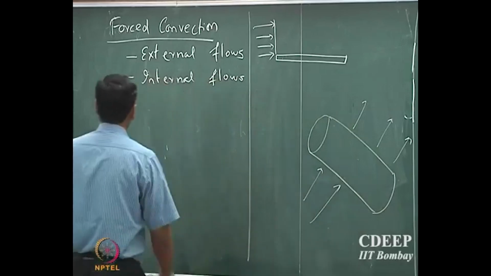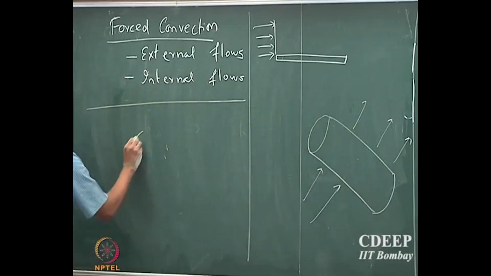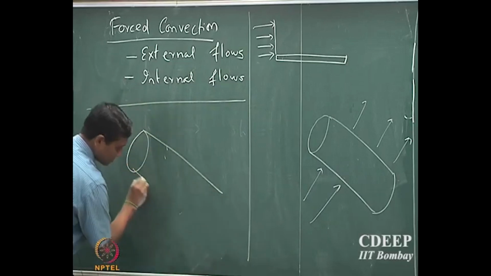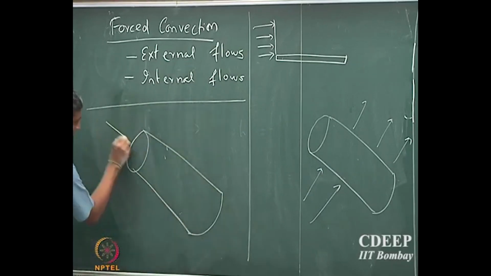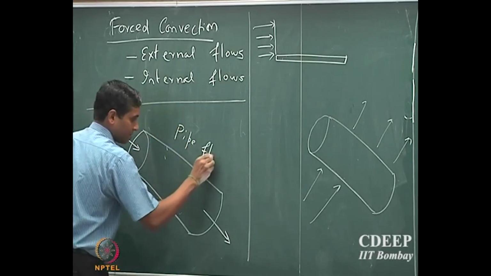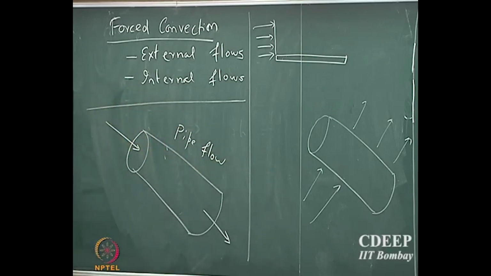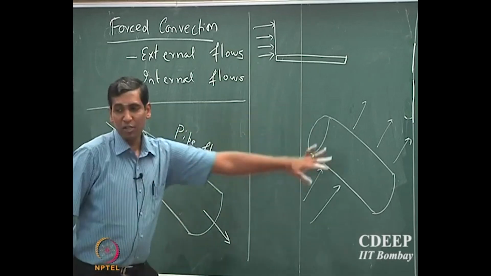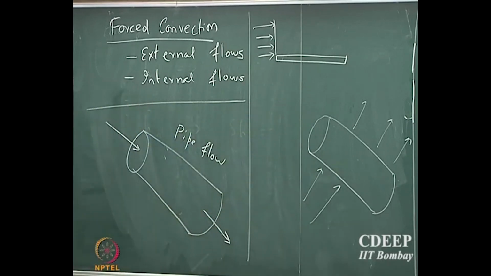Now you could have internal flows, where you could have a cylinder where fluid is flowing through a tube, called a pipe flow. So you can have a pipe flow where the fluid is flowing inside the tube, and you can have various conditions. You can have laminar conditions, you can have turbulent conditions, etc. So we are going to see these three geometries and a few other simple cases in these external and internal flows.